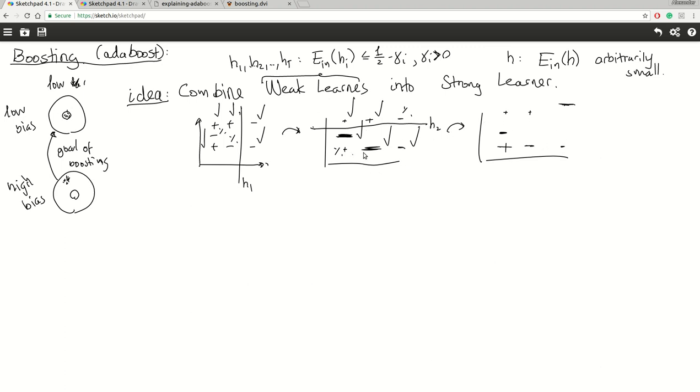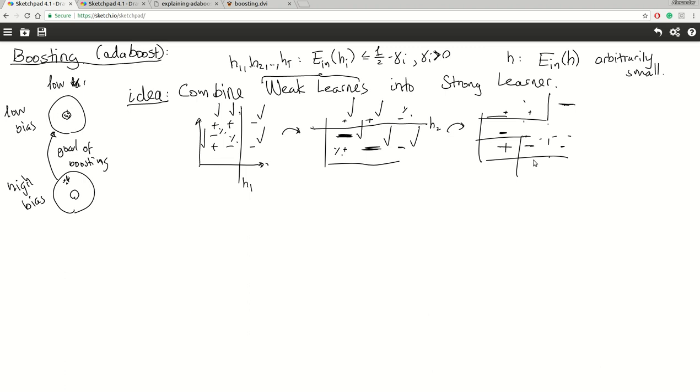And then I'll combine these lines in such a way that in the end they'll probably give me something that'll classify the data set correctly. Maybe I'll get something like this. So this is the idea. I'll take some weak guys and I'll combine them by reweighing the data.